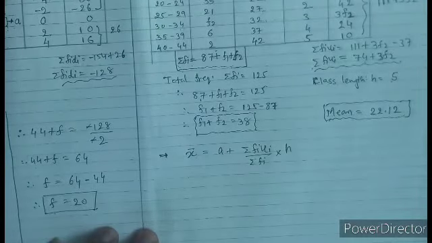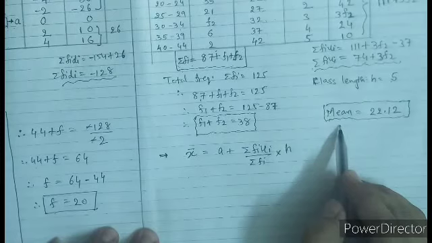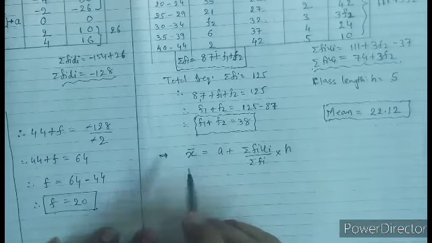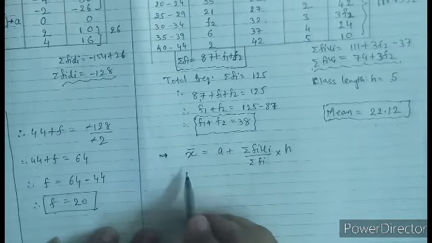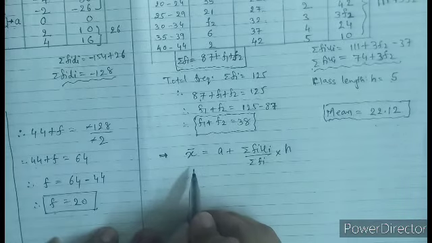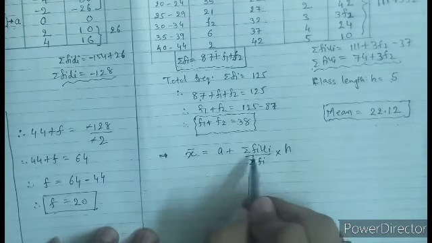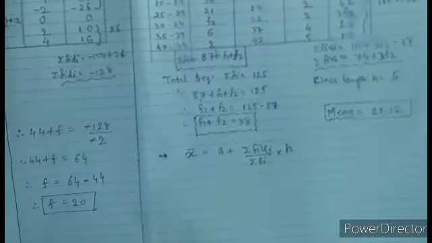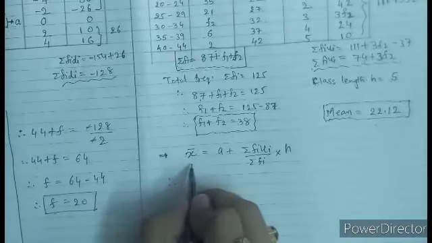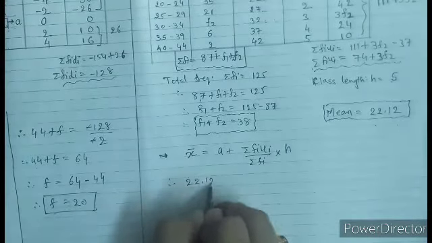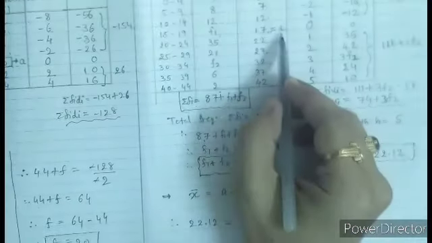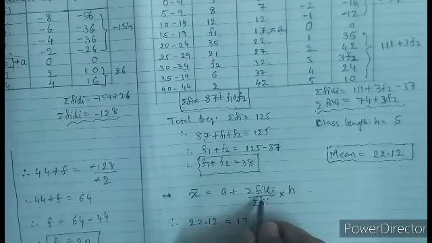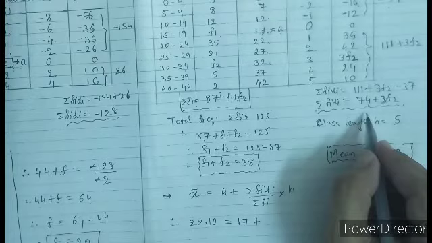Now to do the further calculation, as the mean of the data is given as 22.12 and we have obtained the remaining values, and as we have to solve this sum by the step deviation method, we know the formula of the step deviation method is x bar equals a plus sigma fi ui upon sigma fi, into h. Here the rest of the values we know. So let us apply the values that we know. X bar equals 22.12, given, equals, we have a equals 17, so we can apply a equals 17 plus sigma fi ui. We have obtained the value of sigma fi ui, which is 74 plus 3f2.